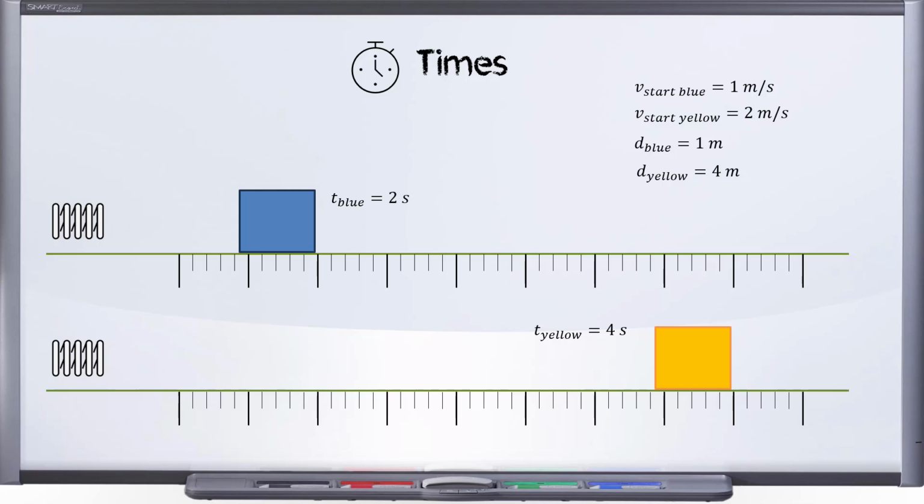If the yellow one starts off with twice the speed of the blue, it will take twice as long to come to a stop. If we're expecting constant deceleration, constant acceleration here, it will take twice as long to lose 2 meters per second as it takes to lose 1 meter per second. So in our thought experiment, the blue object takes 2 seconds to come to rest, and the yellow object takes 4 seconds to come to rest.